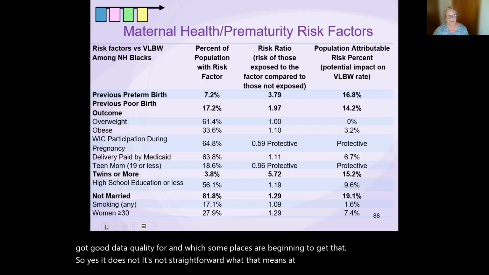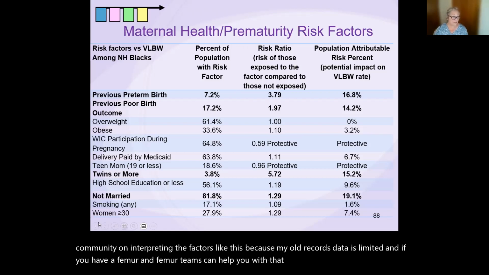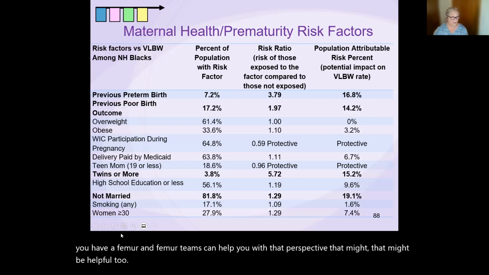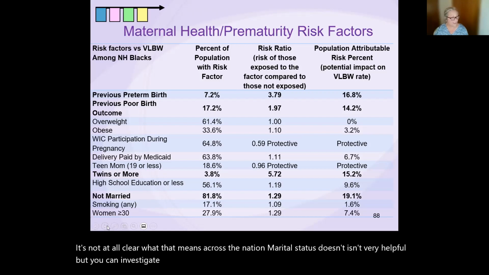So yes, it's not straightforward what that means at all. And I would involve the community in interpreting factors like this, because vital records data is limited. And if you have a FIMR team, FIMR teams can help you with that perspective, that might be helpful too. It's not at all clear what marital status means across the nation. It isn't very helpful, but you can investigate that at the local level and figure out what it really means, maybe better than we can just looking at vital records data.